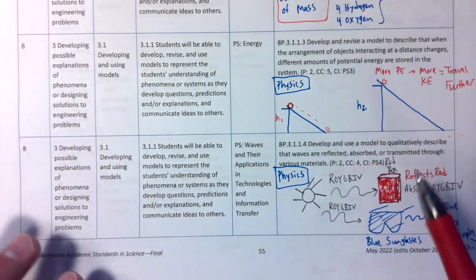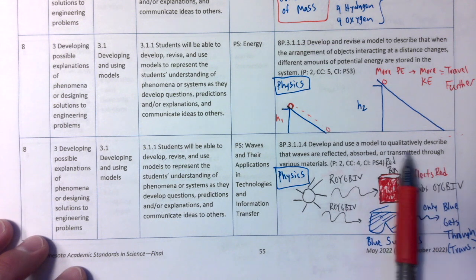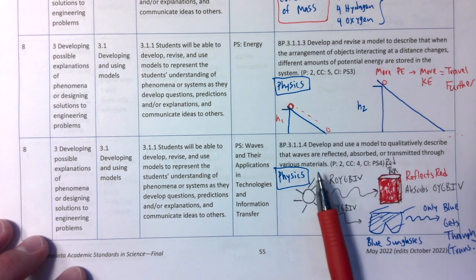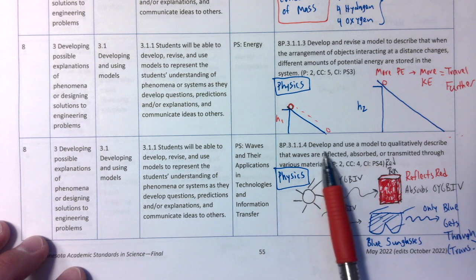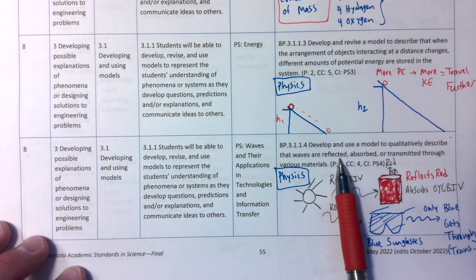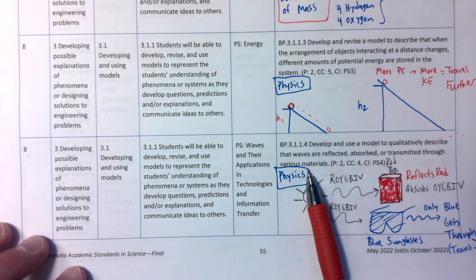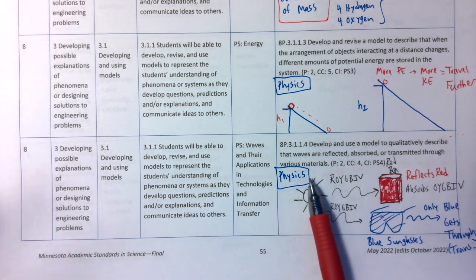This standard is interesting because so far we haven't done much with light and waves, and all of a sudden we got a wave standard here. It says develop and use a model to qualitatively describe that waves can be reflected, absorbed, and transmitted through various materials. So this is probably going to be at the end of your waves unit. Maybe you did sound waves, now you did light waves.